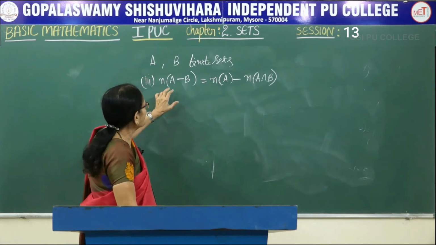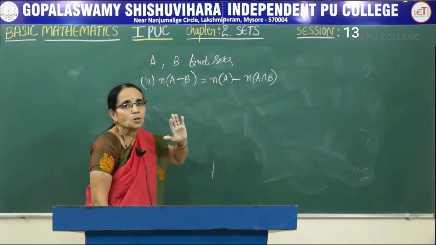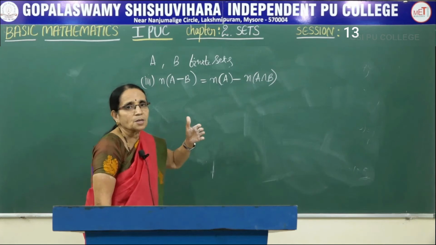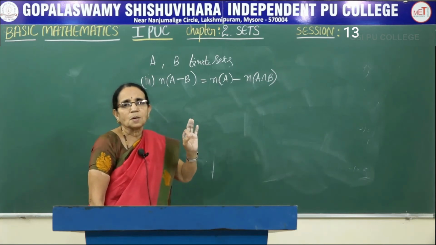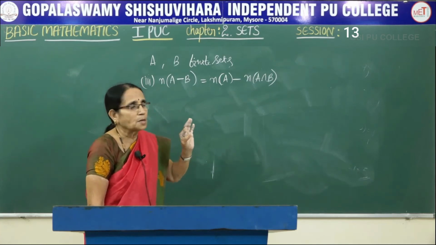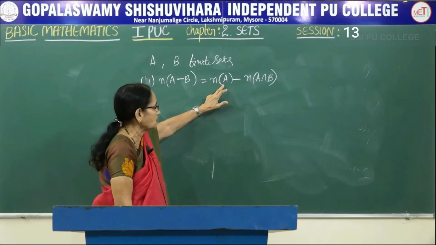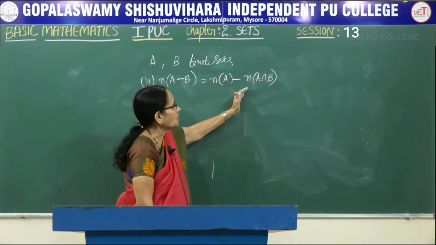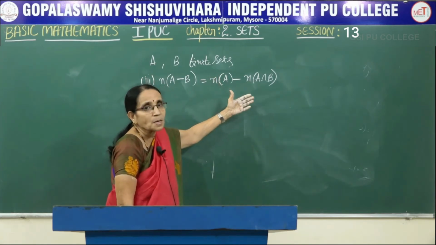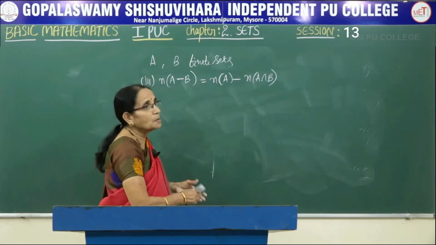But the order is important, because we have learnt in discussing the operation difference that A minus B is not equal to B minus A. That is, the difference is not commutative. Therefore, first we take the elements of the first set A. From that, we take out the number of common elements of A and B. That gives you N of A minus B.